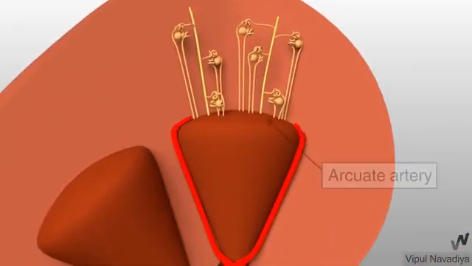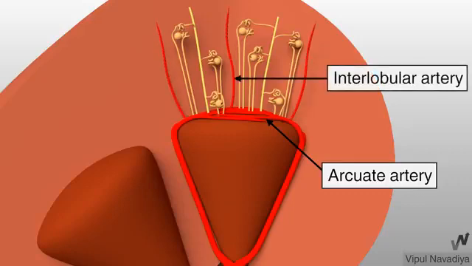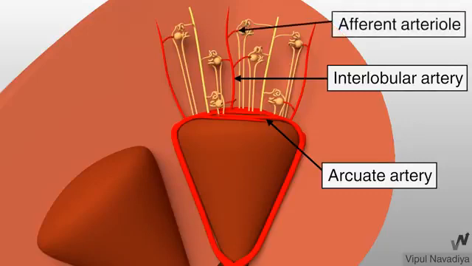Then they divide into arcuate arteries which run along the base of the pyramid. They give origin to interlobular arteries which go towards the periphery. Afferent arterioles arise from the interlobular arteries. They enter into the renal corpuscle of respective nephrons.